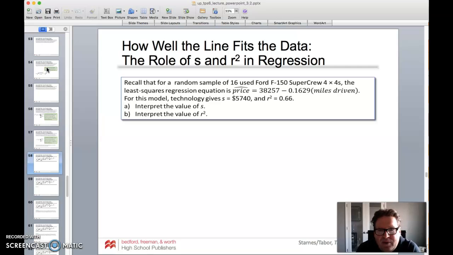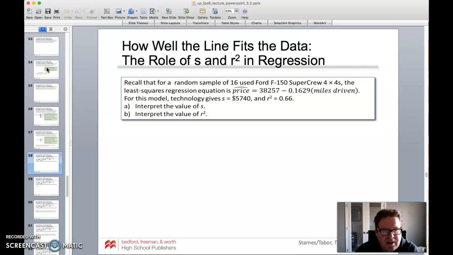With our Ford F-150s, we came up with the least squares equation: price hat is equal to 38,257 minus 0.1629 times x, or miles driven, whatever you want to call that. As we do our technology, the standard deviation is going to be 5,740, and R-squared is going to be 0.66. So what does that mean?